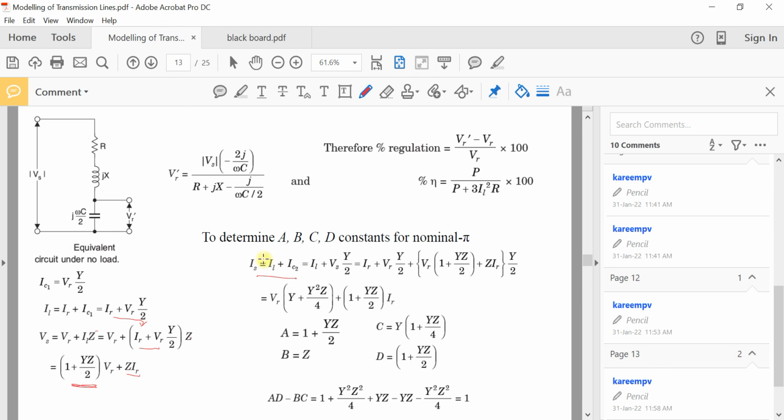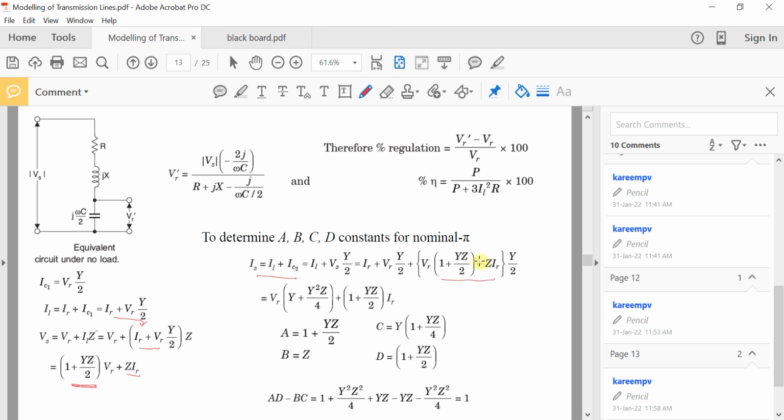And here Is is equal to IL plus Vs into Y by 2. Here you can see that IL is equal to IR plus VR into Y by 2, which we have already seen, and Vs is this expression: Vs is equal to 1 plus YZ by 2 into Vr plus Z IR. That expression is multiplied by Y by 2, so this Y by 2 comes here. That means we have an expression for Is in terms of IR and VR.